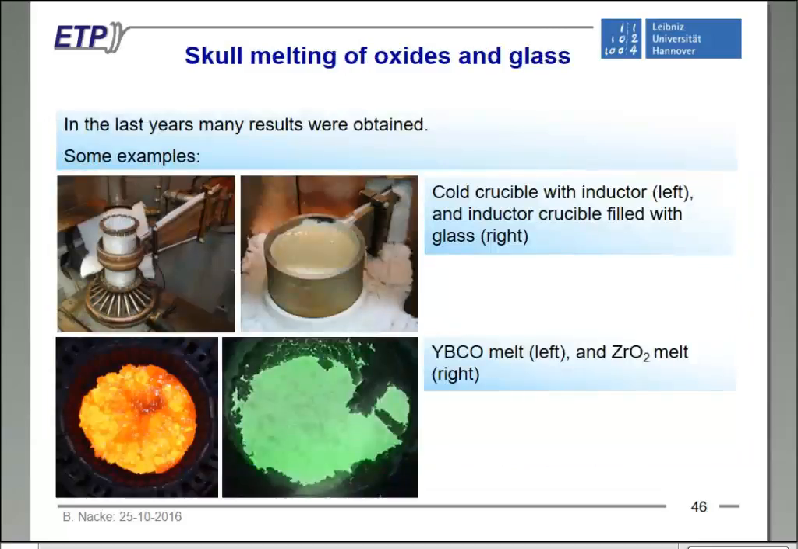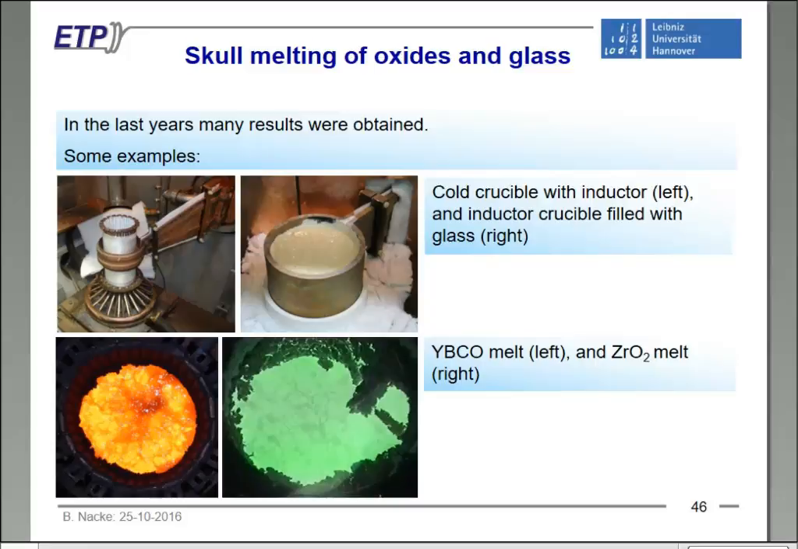So here you have a view to the different types. This is a cold crucible technique. Here is a coil. These are only water connections here because strongly we have to cool, of course, the crucible. This we have used mainly for oxides, like for zirconium oxide melts up to very high temperatures.